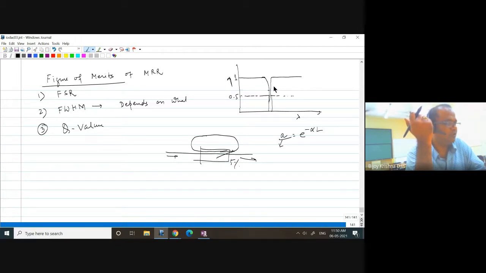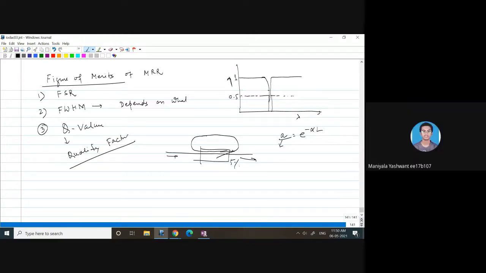Anyone? What do we mean by Q value of a resonator? Q means quality. It's a quality factor. Q value means quality factor basically. What does it mean? What does it signify? Energy, energy that is given out by total energy taken.